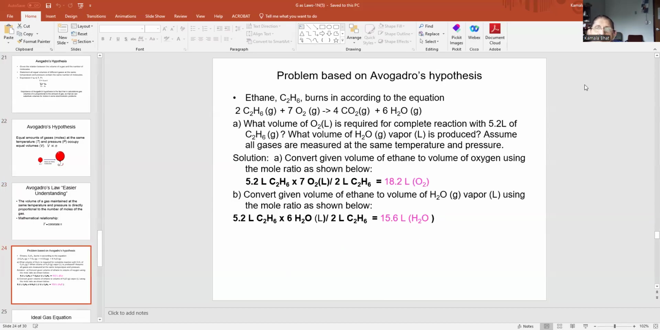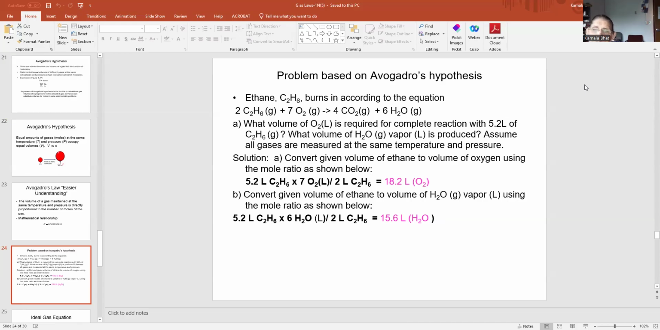Problems based on Avogadro's hypothesis: ethane, C2H6, burns according to the reaction 2C2H6 + 7O2 gives 4CO2 + 6H2O. The question is, what volume of oxygen is required for complete reaction with 5.2 liters of C2H6 gas? What is the volume of water vapor produced, assuming that all gases are measured at the same temperature and pressure?